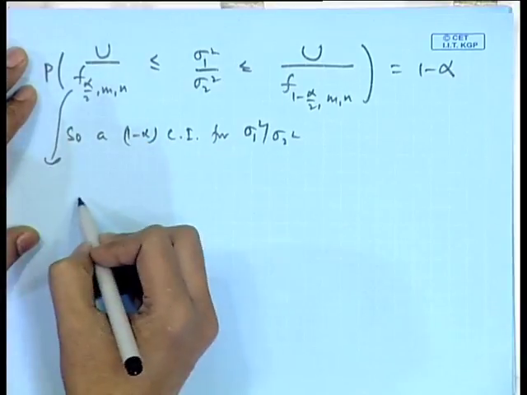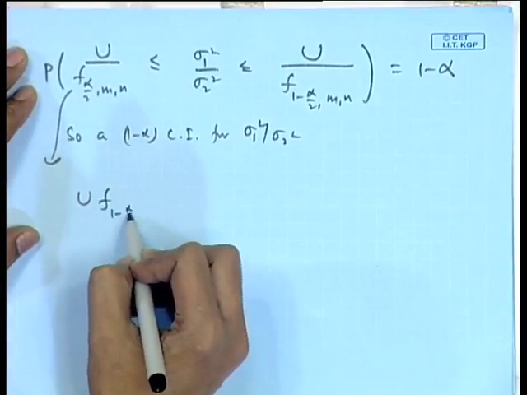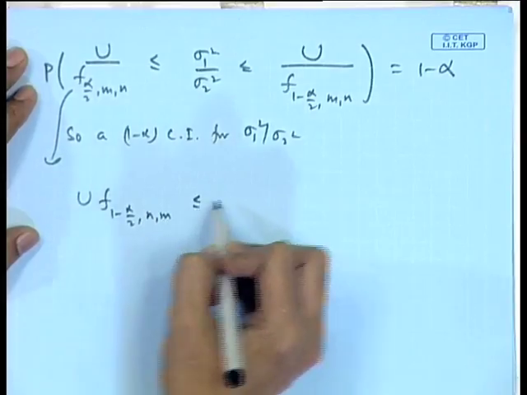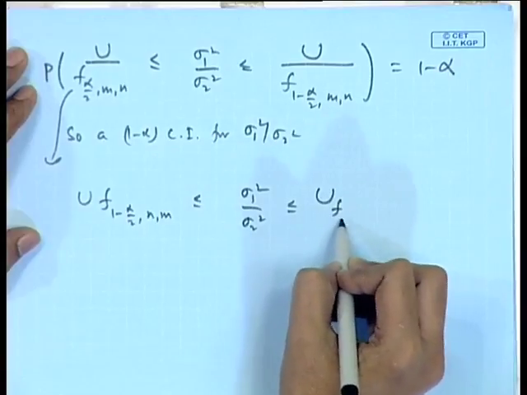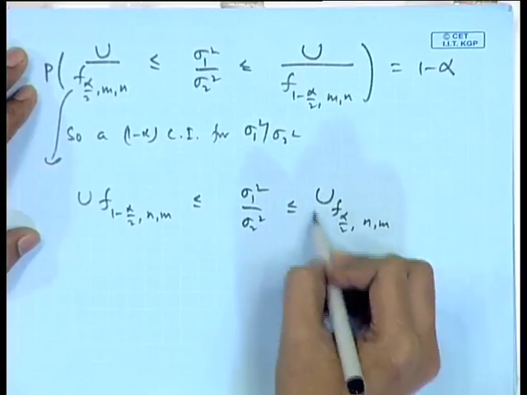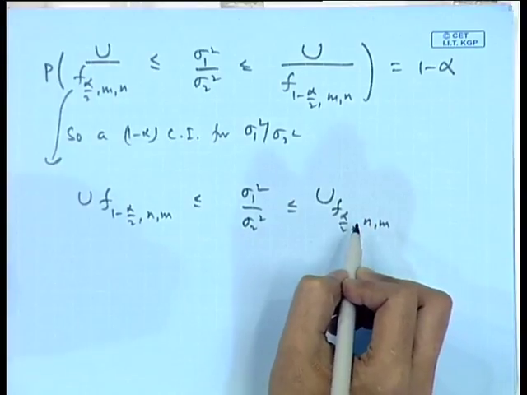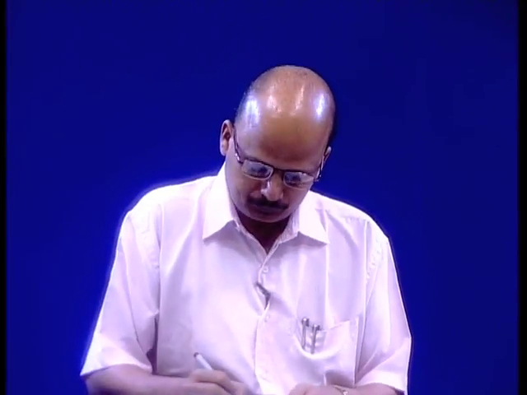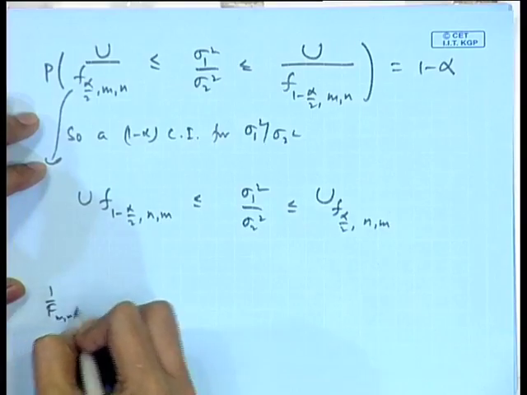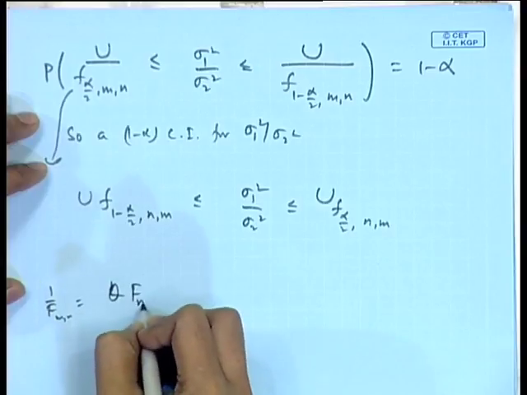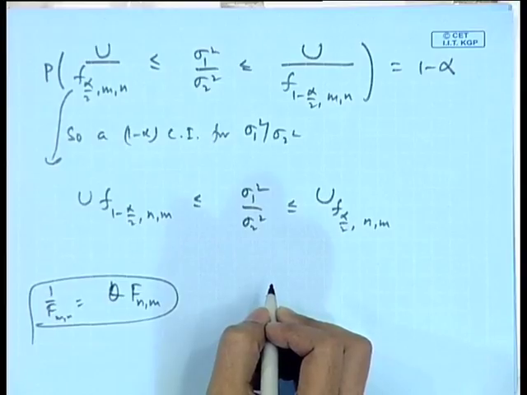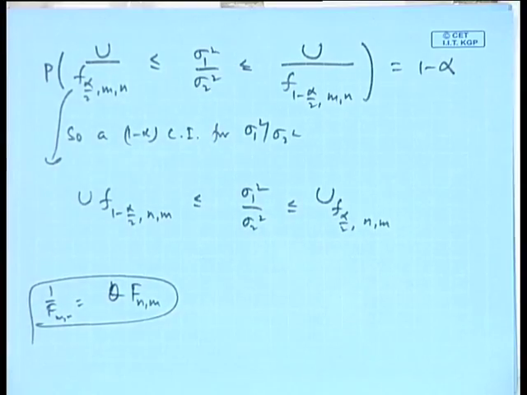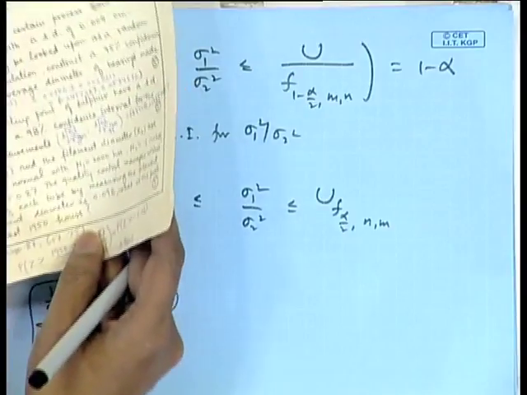This can also be written as u f 1 minus alpha by 2 n m to u f alpha by 2 n m by using the ratio, or you can say reciprocal property of the f distribution, because we know that 1 by f m n is equal to f n m. So, this property can be utilized here. Let me give one example here for confidence interval for the ratios.